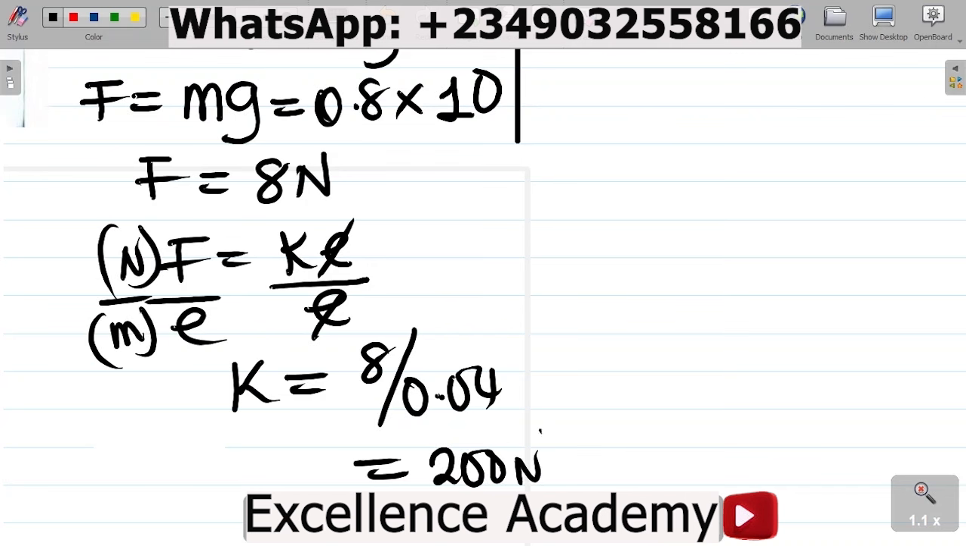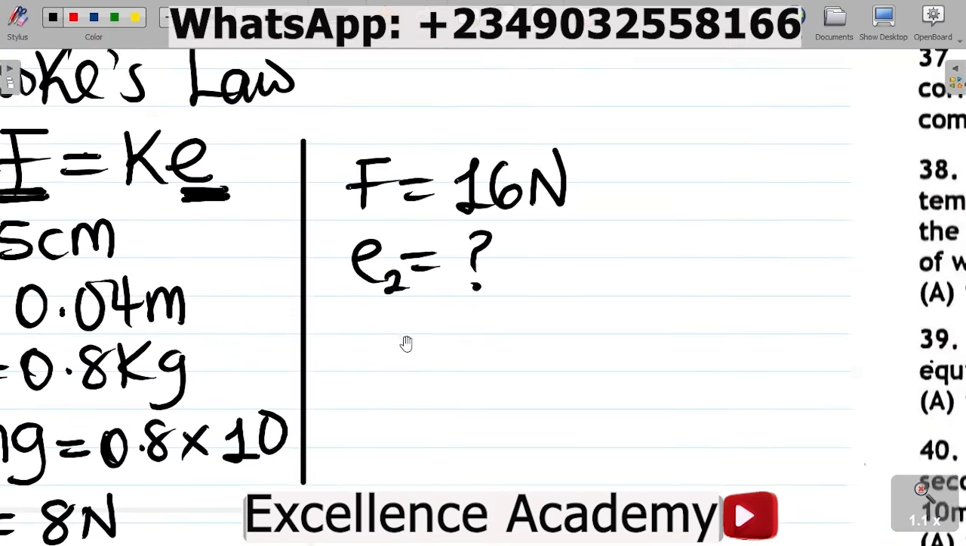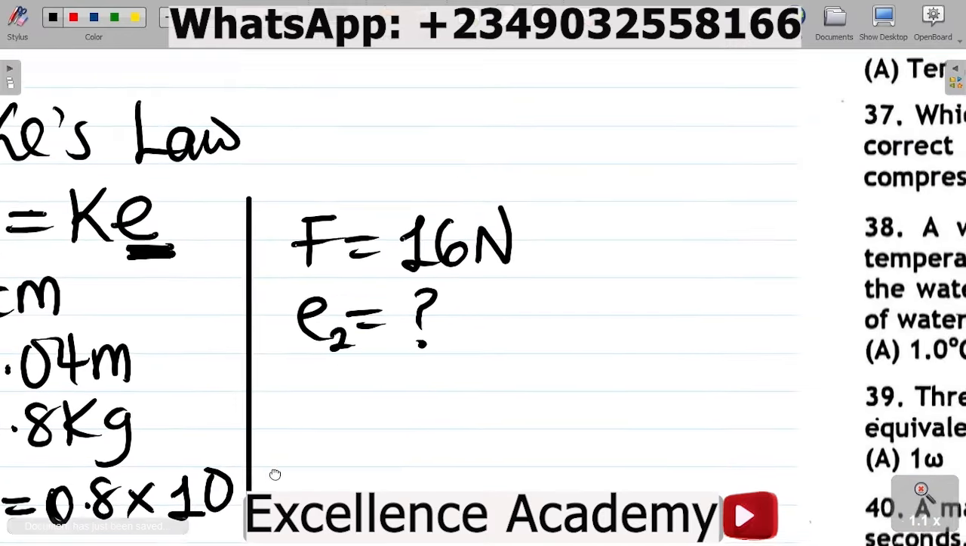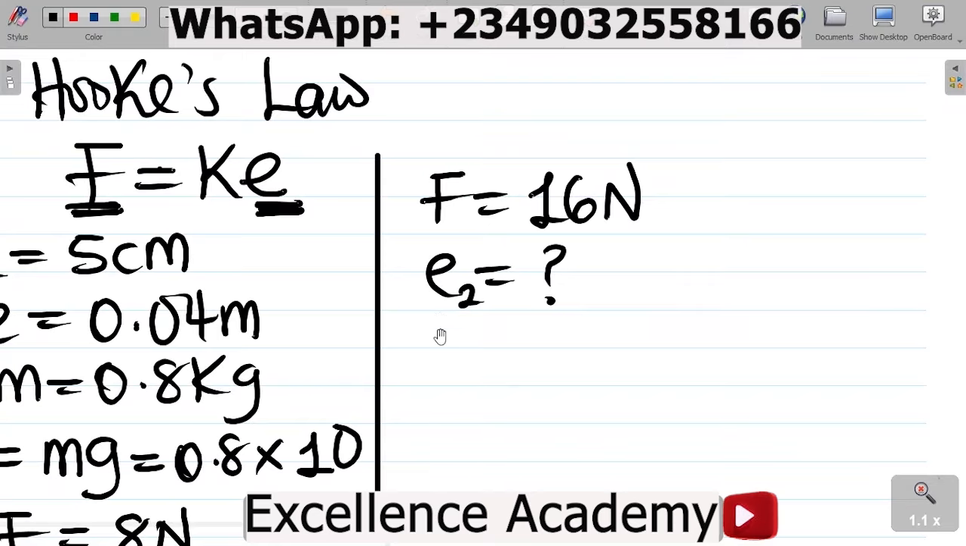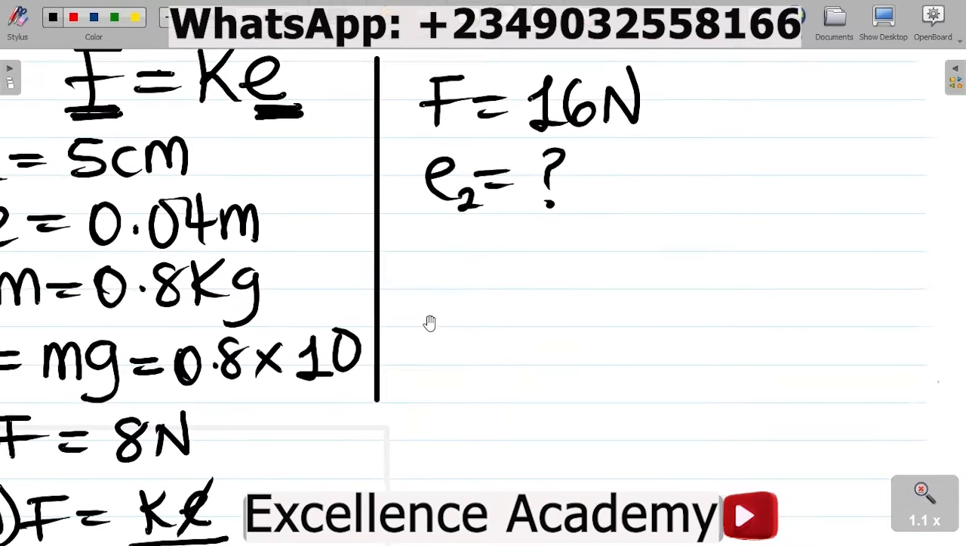So I'm having Newton per meter. And this constant remains the same, irrespective of a change in force. That means from here, now the constant remains the same irrespective of the change in force and extension.